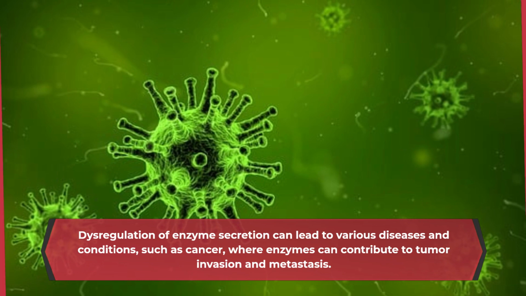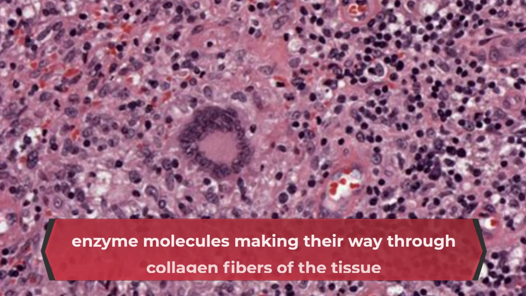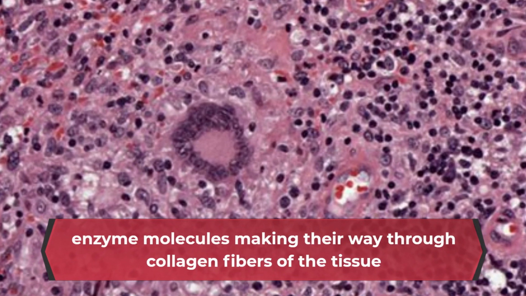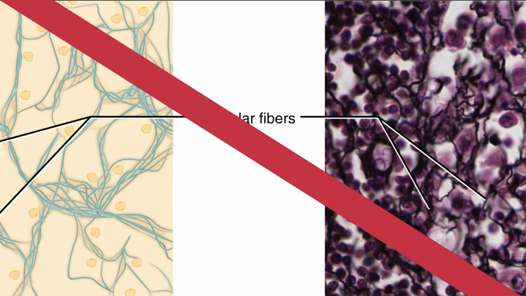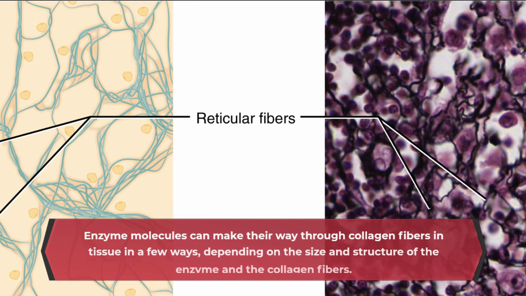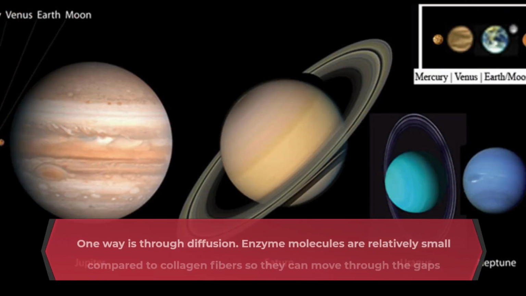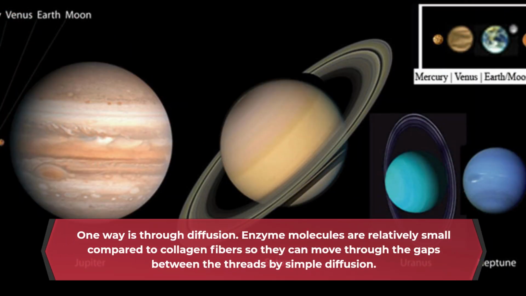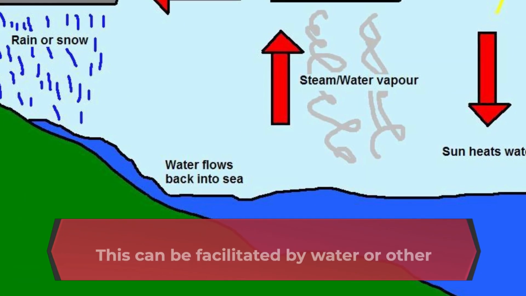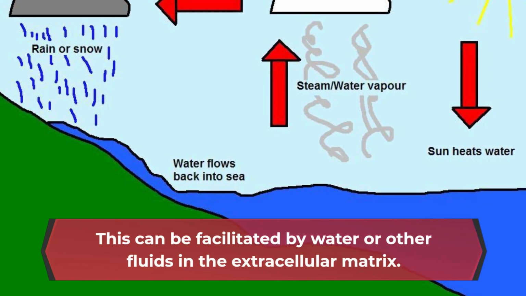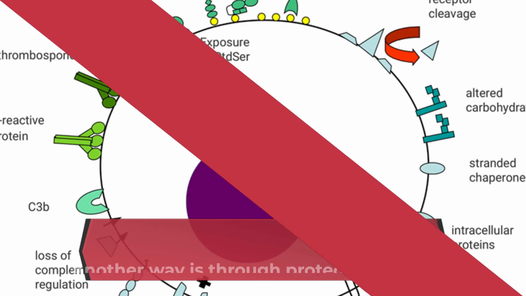invasion and metastasis. Enzyme molecules making their way through collagen fibers of the tissue. Enzyme molecules can make their way through collagen fibers in tissue in a few ways, depending on the size and structure of the enzyme and the collagen fibers. One way is through diffusion. Enzyme molecules are relatively small compared to collagen fibers, so they can move through the gaps between the threads by simple diffusion. This can be facilitated by water or other fluids in the extracellular matrix.